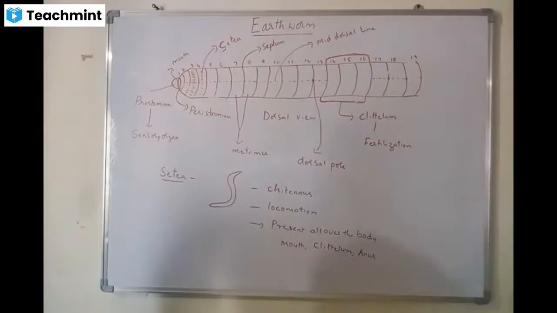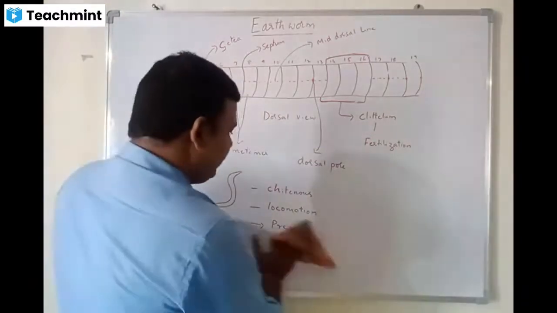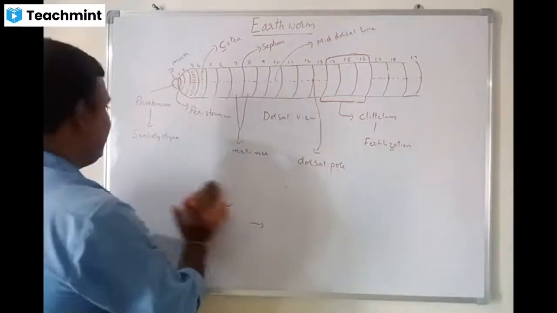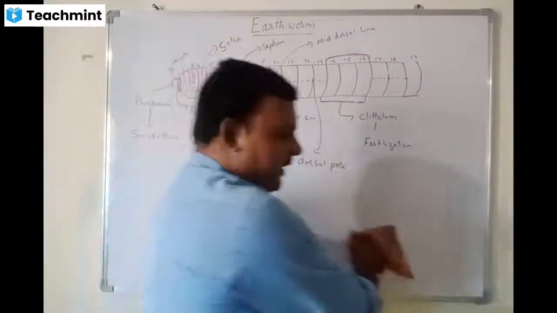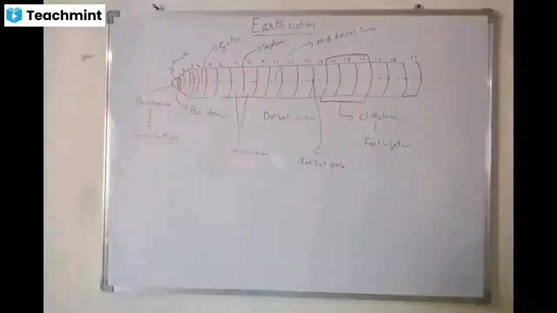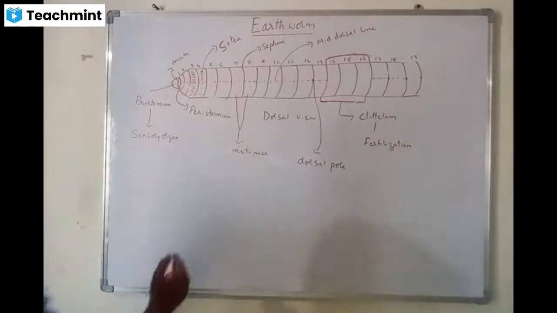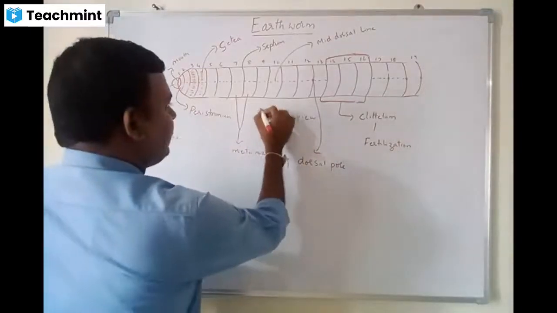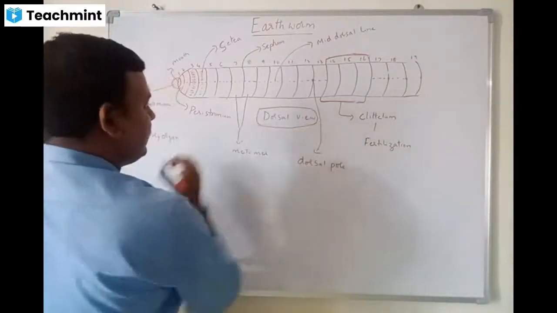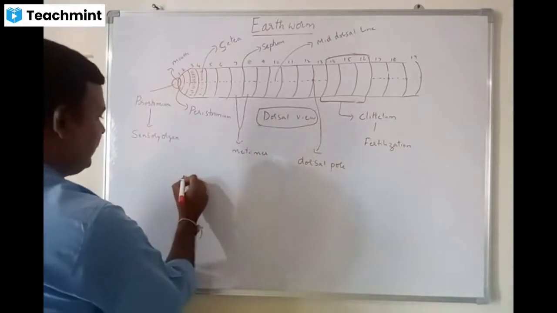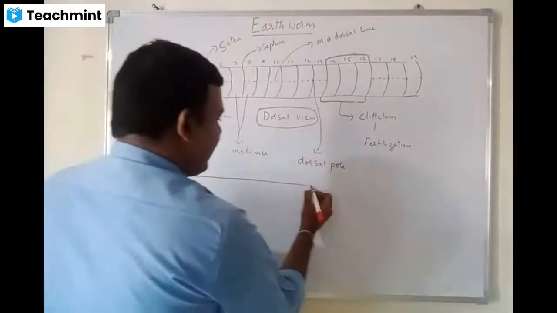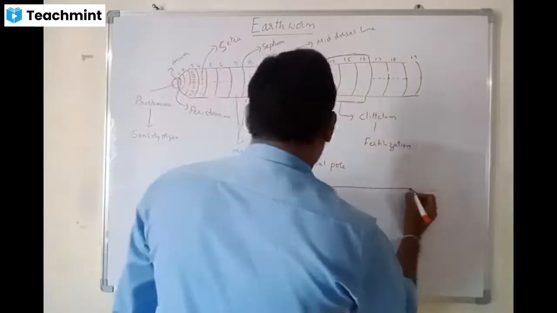This is all about the dorsal view. Now let us see the ventral view. Let us see what external characters are there in the ventral view. This is the dorsal view. We draw the same earthworm.